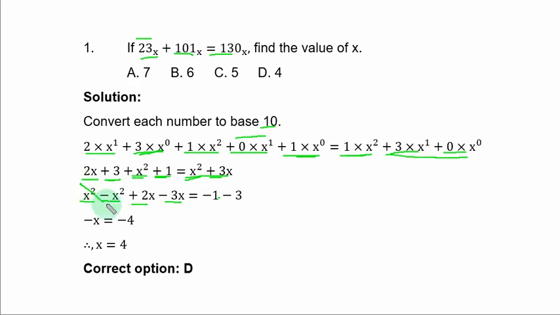S squared minus s squared is 0. 2s minus 3s is minus 1s, also written as minus s. Minus 1 minus 3 is minus 4. If you multiply through by minus 1, you have s equal to 4. Hence, D is the correct option.